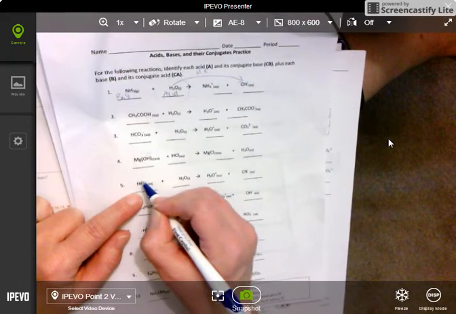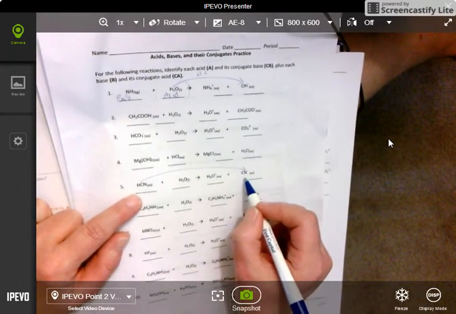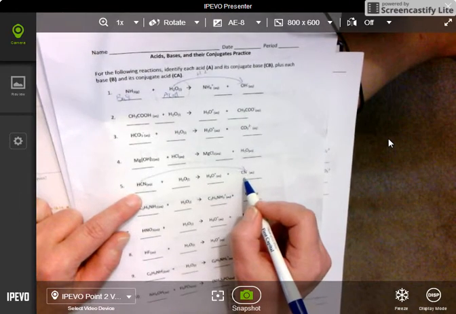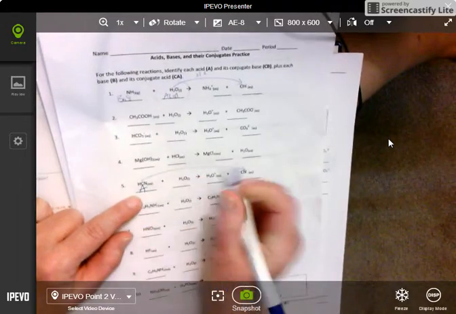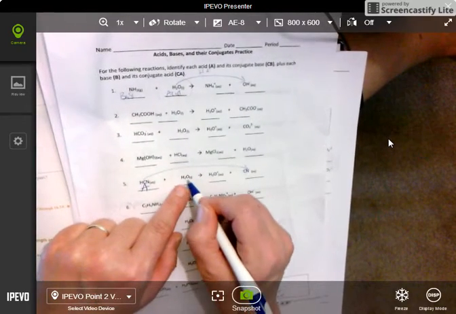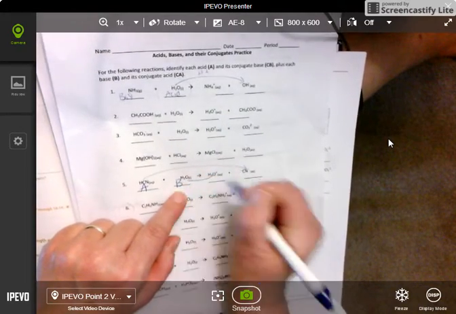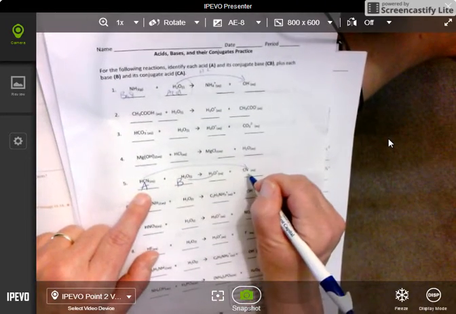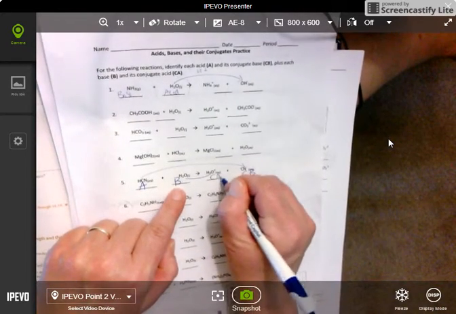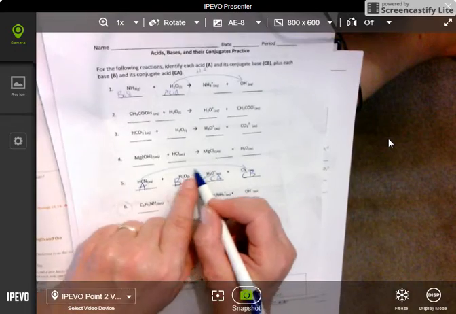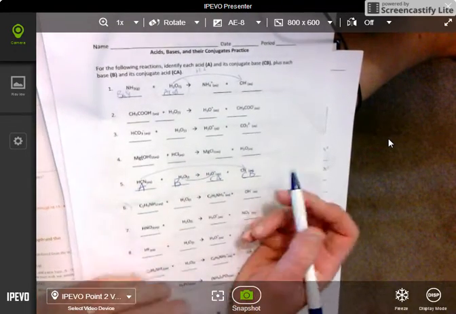HCN, to get over to its related particle, had to give away an H plus. It had to donate it. So that makes this the acid. H2O had to accept that H plus ion. That makes this the base. The acid's always related to the conjugate base. The base is always related to the conjugate acid. And the reason, if you think about it, is that if you have to go back, it had to donate it back, and that makes it an acid.